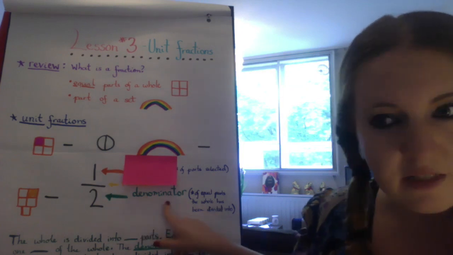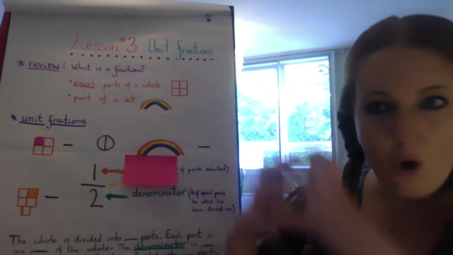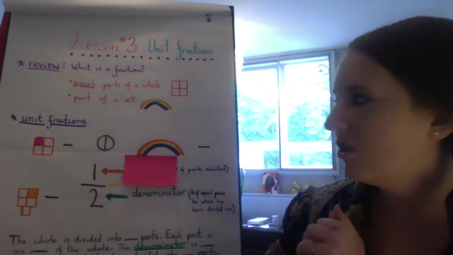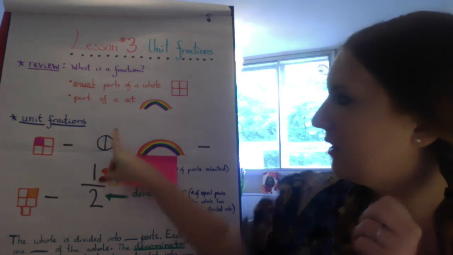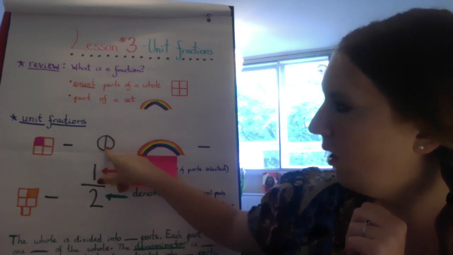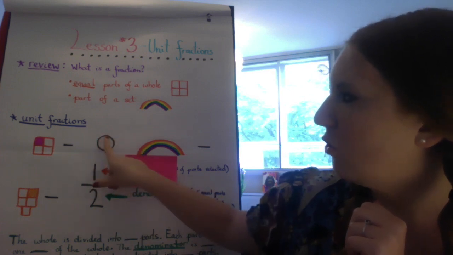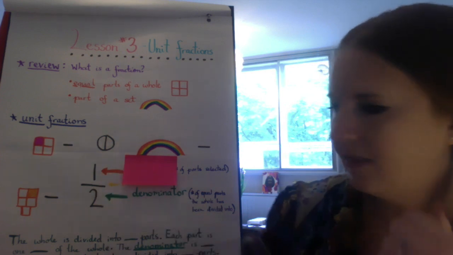The denominator tells us the number of equal parts the whole has been divided into. Remember, it's very important that they're equal parts. So like I said, my circle, the whole, has been divided into two equal parts. That's how I know that my 2 is my denominator.